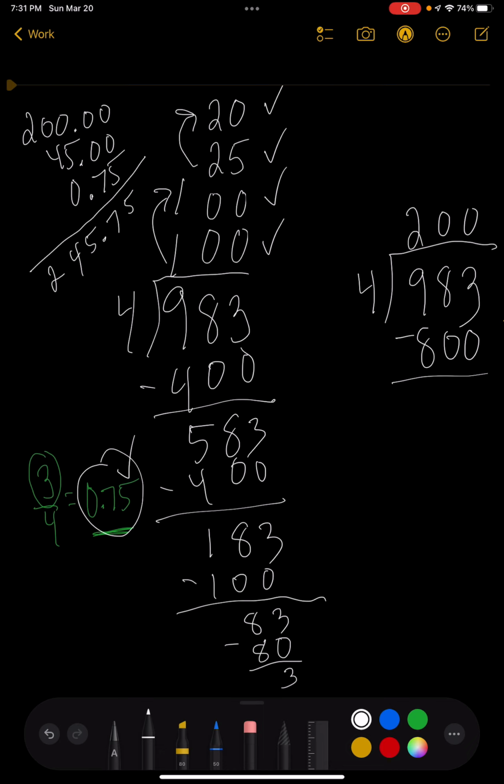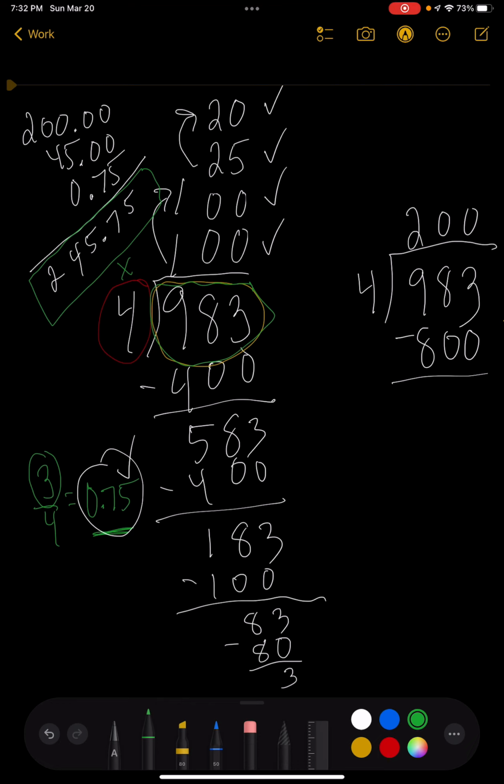So the moral of the story here is that 983 divided by 4 is going to yield 245 and 75 hundredths. Now, how do you check that? You can take out the calculator now and check your work, and you can plug in 245 and 75 hundredths, multiply it by 4, and you should get 983.